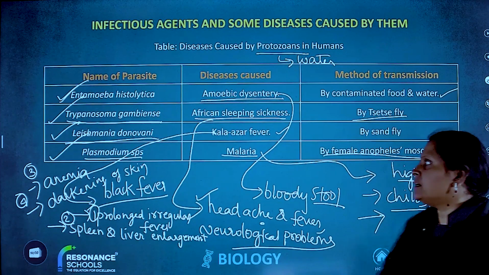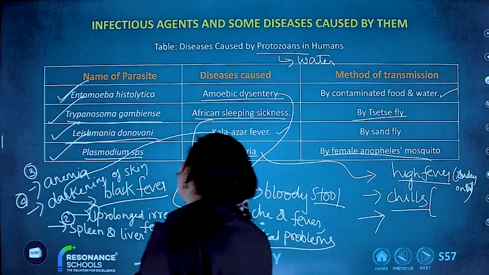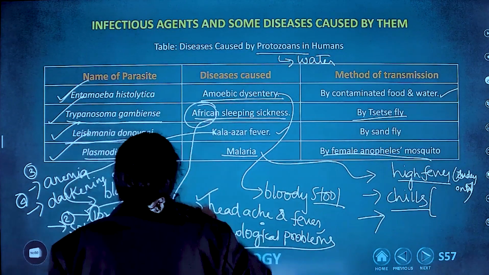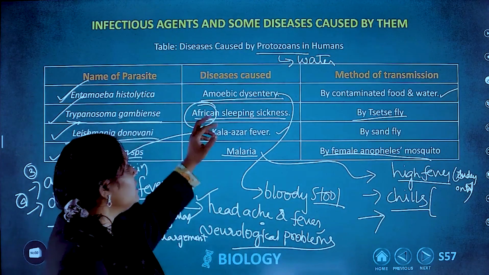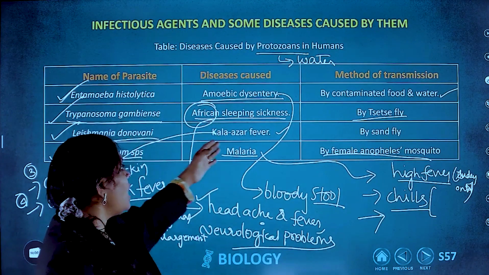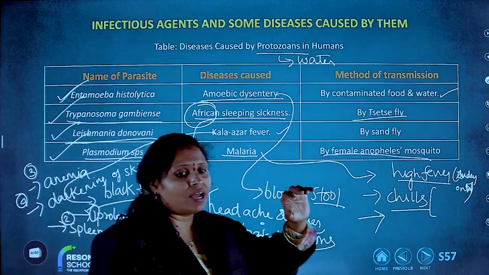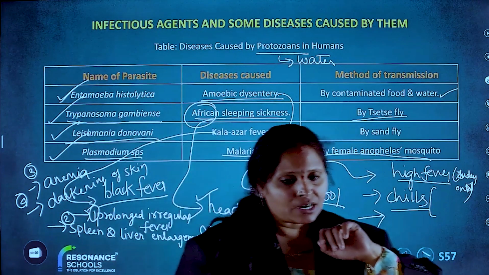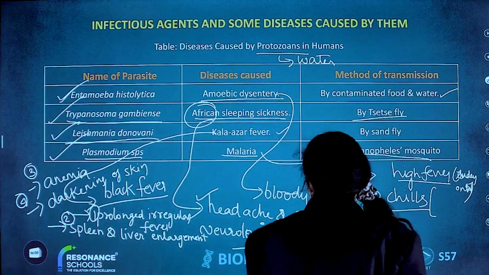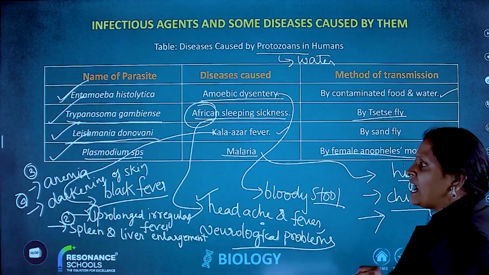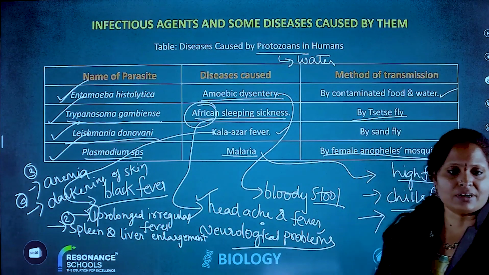Then next, Leishmania donovani. It was first identified in the African sleeping sickness area, Africa. And Kala Azar, black fever, where the skin becomes dark. That is the reason for the name black fever. What are the symptoms of black fever? Prolonged irregular fever, spleen and liver enlargement. What is enlargement? Increase in the size.